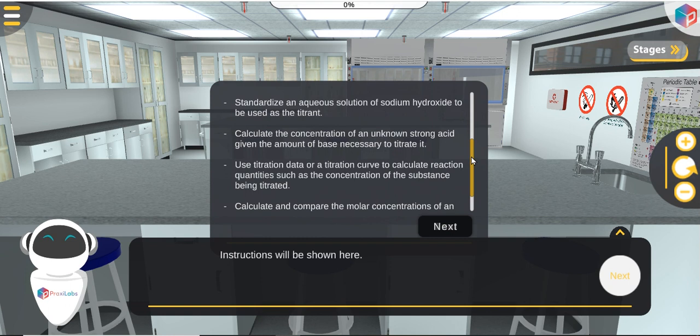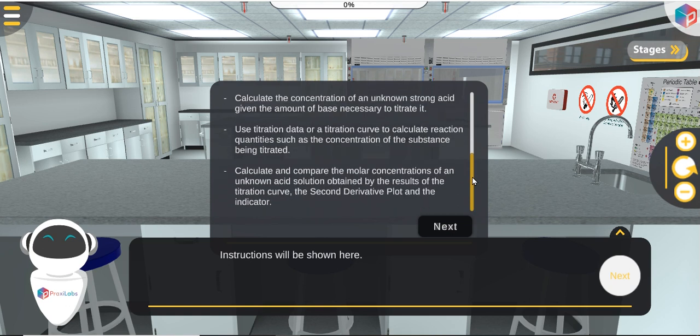Another objective is to use titration data or the titration curve to calculate reaction quantities such as the concentration of the substance being titrated, and then calculate and compare the molar concentrations of a known acid solution obtained from the results of the titration curve. Alright, so these are the learning goals for this particular experiment. Let's see how it goes.